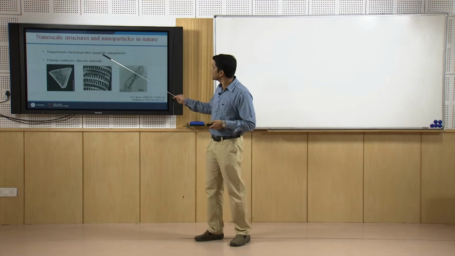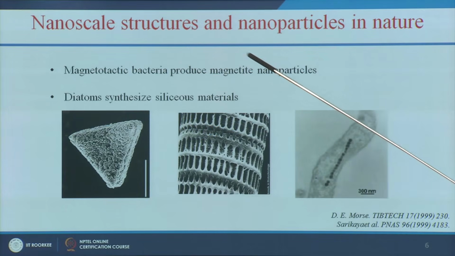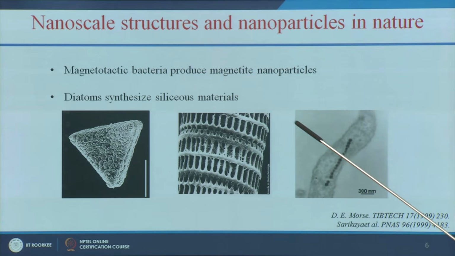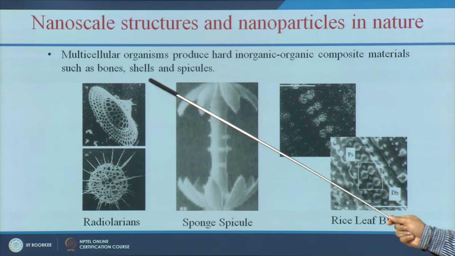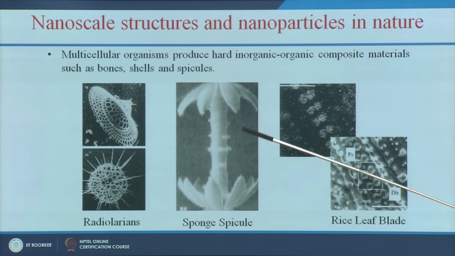These are some examples of nanoscale structures in nature. Here are magnetotactic bacteria producing magnetic nanoparticles, and also diatoms synthesizing siliceous materials, and also multicellular organisms produce hard inorganic and organic composites. Examples are bones, shells and spicules. So these are some examples which have nanostructures in nature itself.